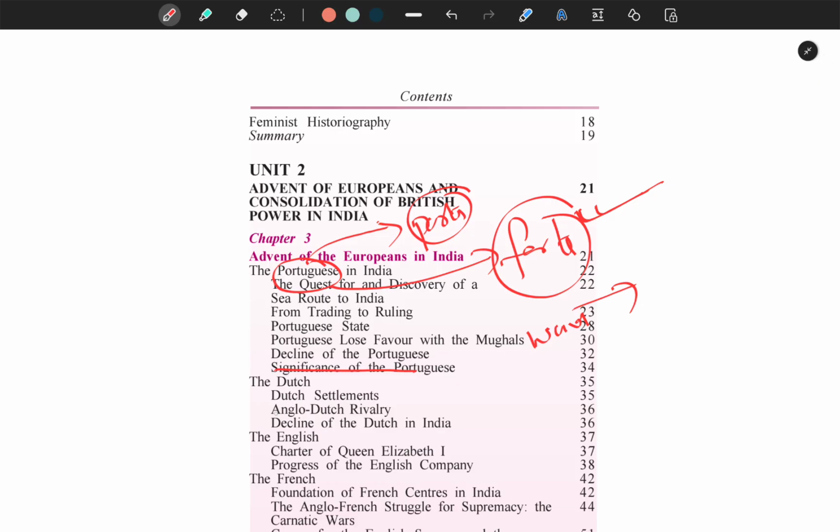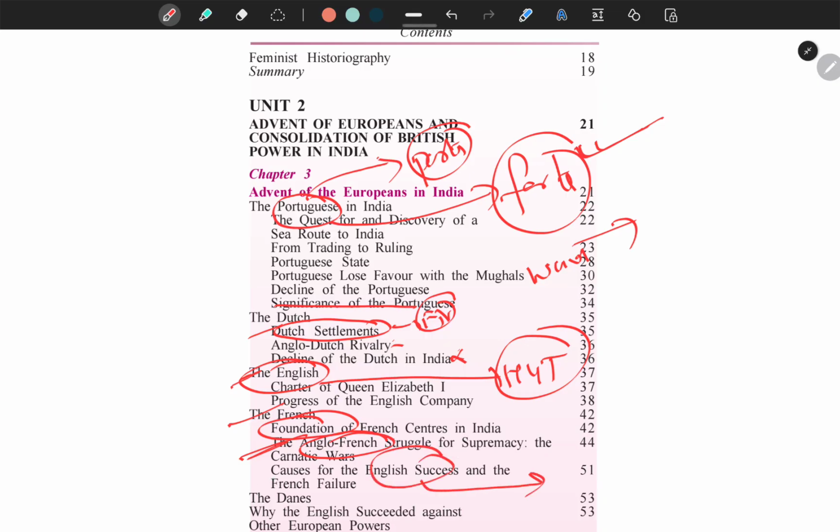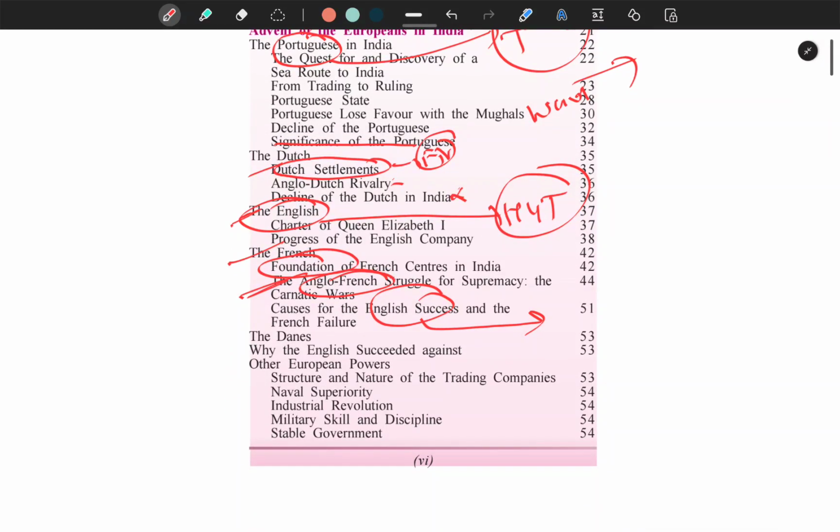That's important. Yes, Dutch settlements means the first Dutch settlement. Anglo-Dutch rivalry, not important as such. Decline of the Dutch, not important as such. Yes, English: this is a high-yielding topic. Progress of the English company, no. The French, yes, for foundation, yes, important. Anglo-French struggle, very important. Causes for the English success: naval power and more capable viceroys. That's all.